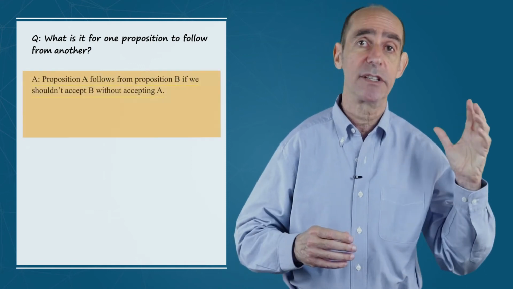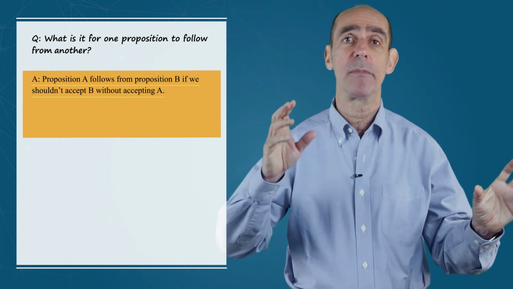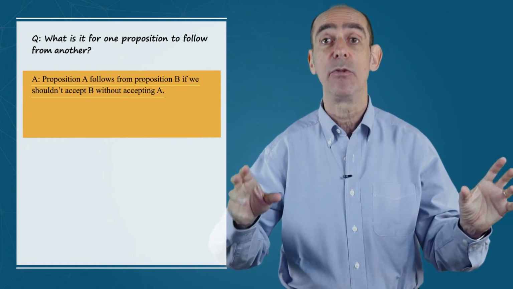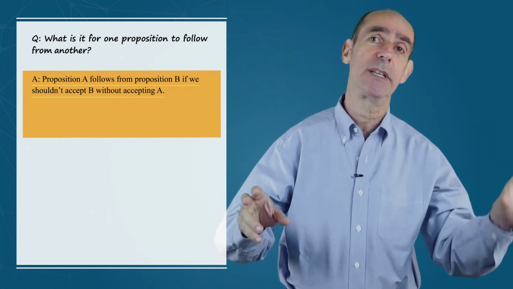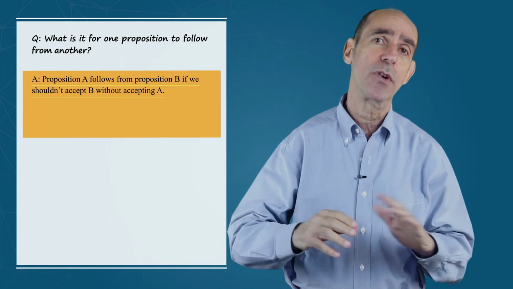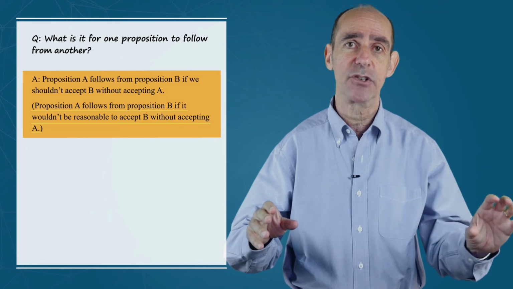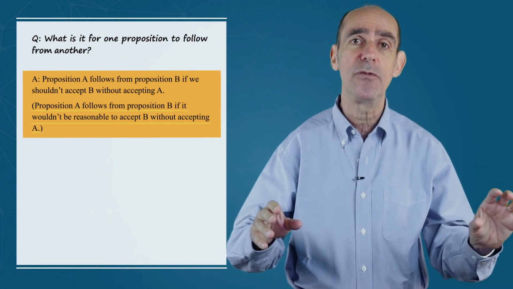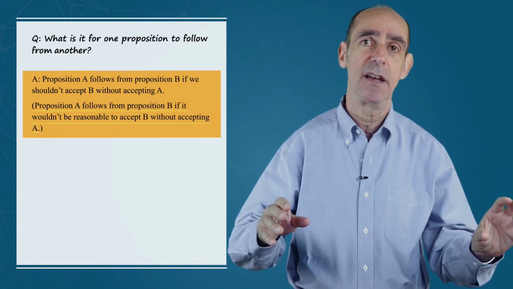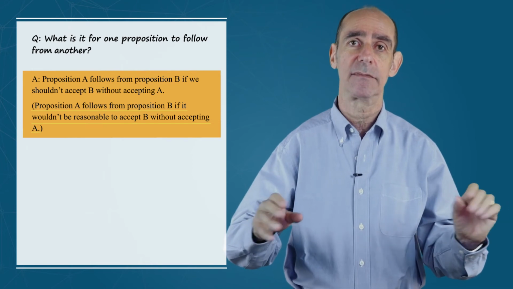We'll say that proposition A follows from proposition B if we shouldn't accept B without accepting A. Or to put it a little bit differently, proposition A follows from proposition B if it wouldn't be reasonable to accept B without accepting A.